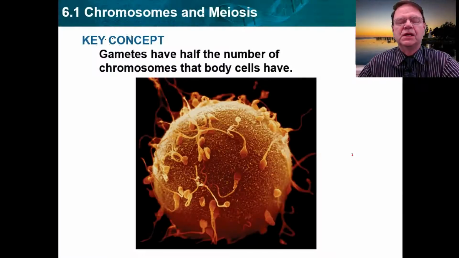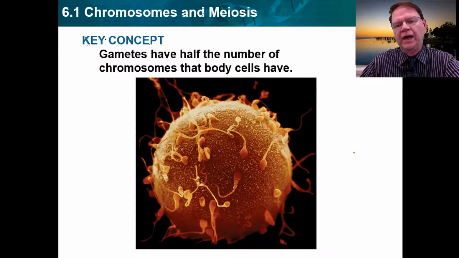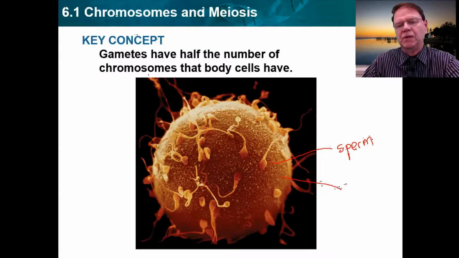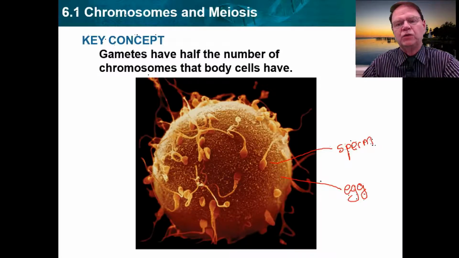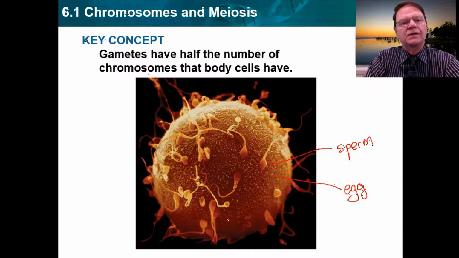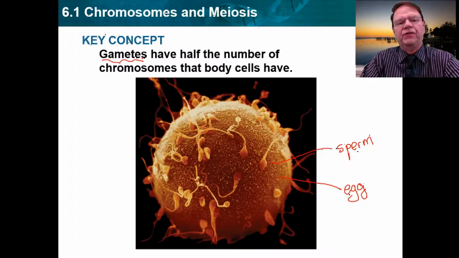Well, welcome back. We've been studying cellular reproduction, and there are particular types of cells in our bodies that are really different in terms of how they reproduce. What I have pictured right here is a special kind of sex cell known as a sperm, produced by males in mammals, and this larger one that the sperm are surrounding is referred to as an egg. Both of these are examples of what we're referring to here as gametes. These are different in that they have half the number of chromosomes that body cells have.